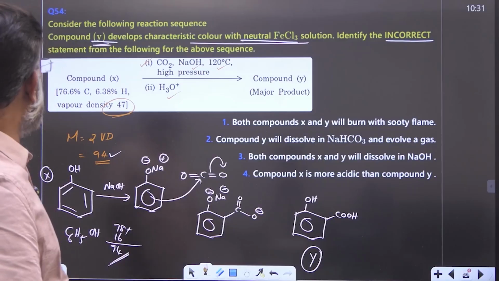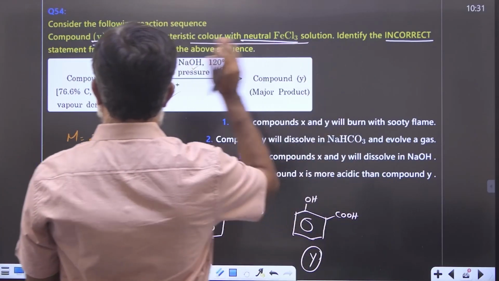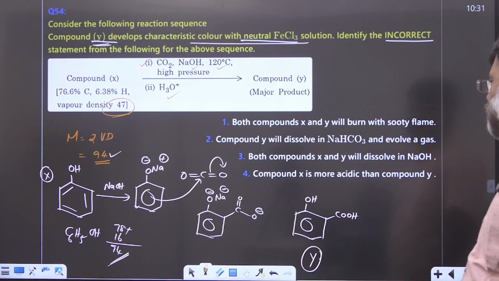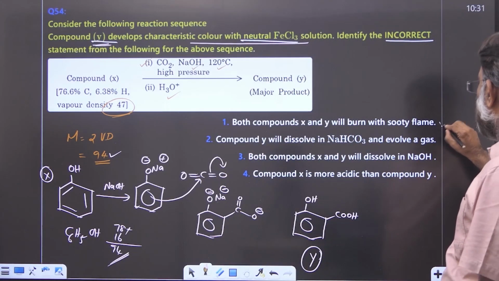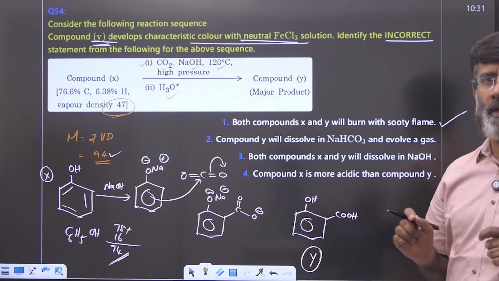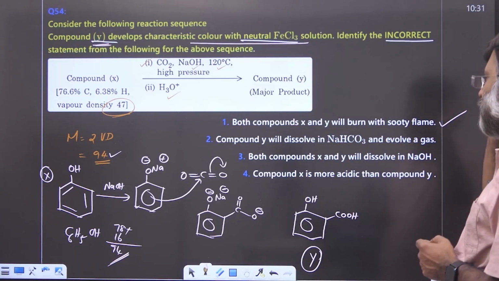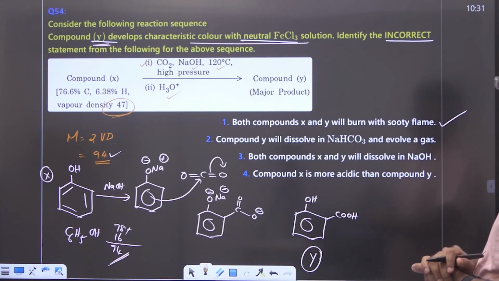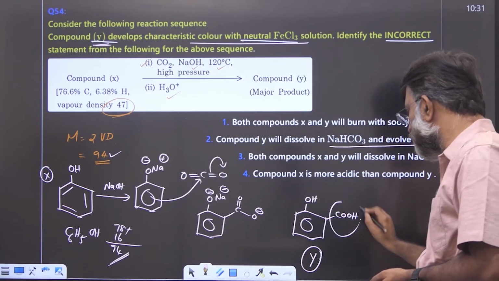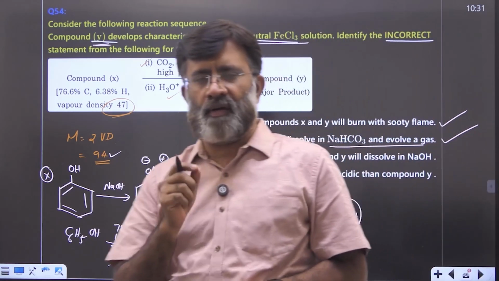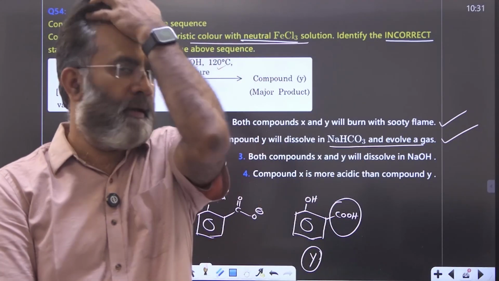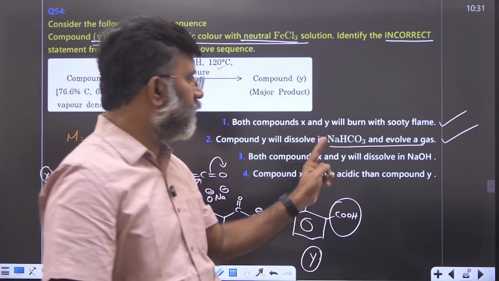Now, what is our question? Incorrect statement. Statement 1. Both the compounds X and Y will burn with the sooty flame. Yes, both are aromatic. They will burn with the sooty flame. Option 1 is correct. We want incorrect. Compound Y will dissolve in sodium bicarbonate and evolve gas. Correct. This is a carboxylic acid. A carboxylic acid, when treated with the sodium bicarbonate, there will be brisk effervescence liberating carbon dioxide. So the second statement is also correct.